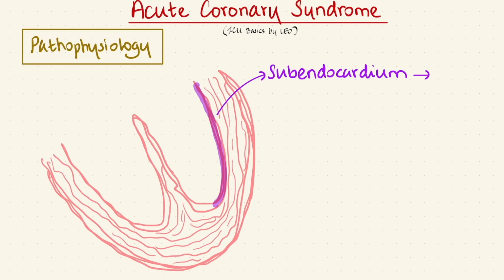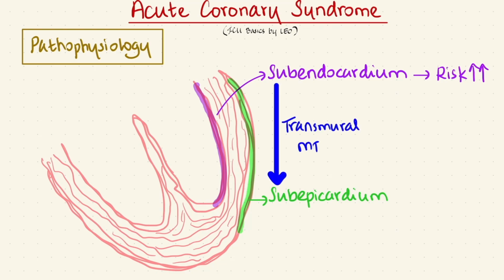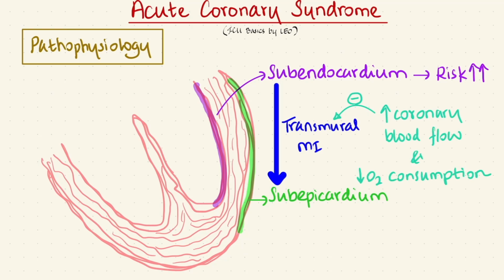Subendocardium is the layer at the highest risk since it is the farthest away from the coronary artery supply, and the first microscopic changes can be seen within 10 to 15 minutes after the onset of myocardial ischemia. It can take hours before myocyte necrosis progresses from subendocardium to the subepicardium. The process of transmural myocardial infarction may be hindered by increased collateral coronary flow, reduced factors of myocardial oxygen consumption, and timely reperfusion therapy if appropriate.